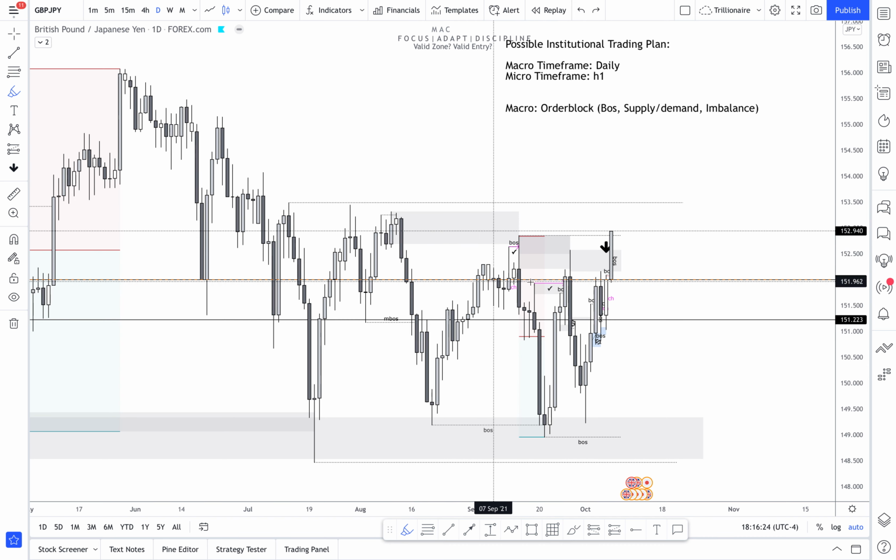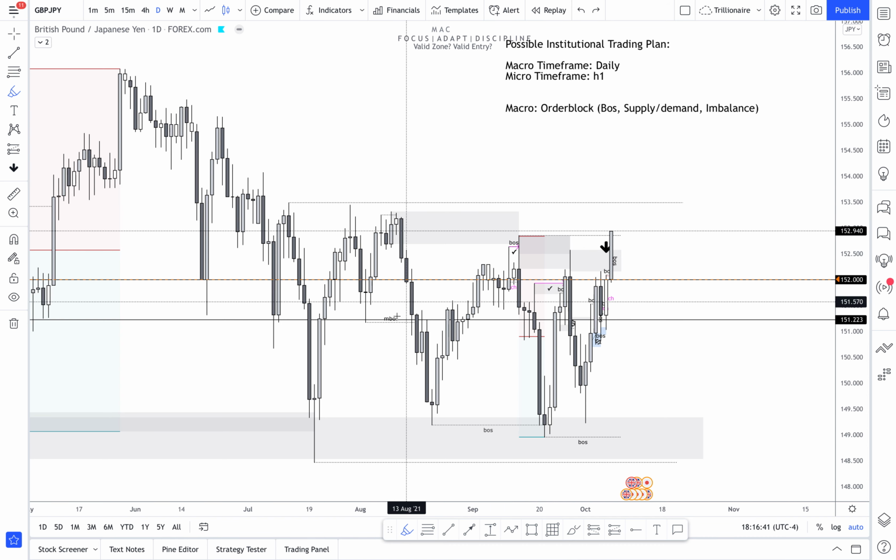All right, and we actually took advantage of this trade a couple of weeks ago, September 15th, within the Telegram channel. As you guys can see, I kind of have this marked up already. So this here would be an order block.